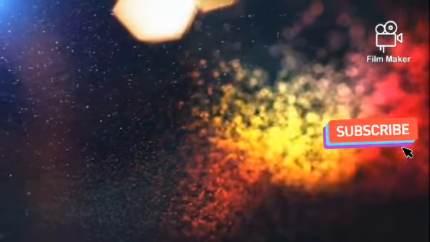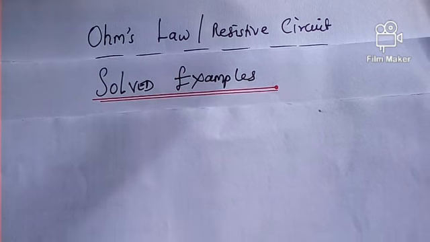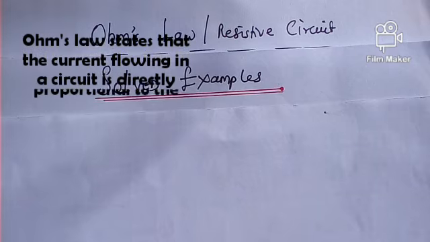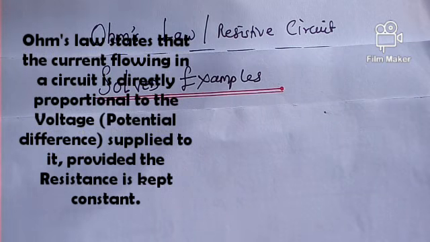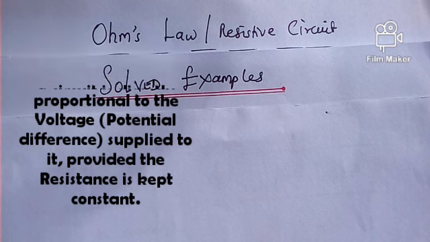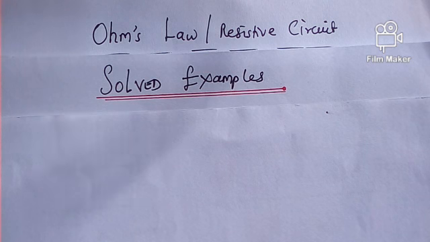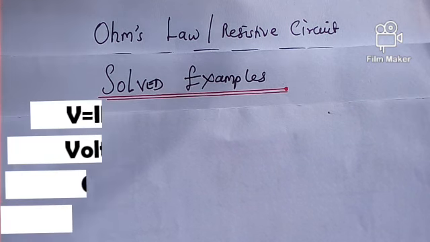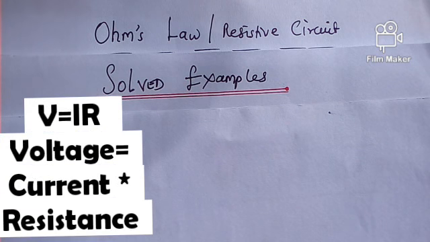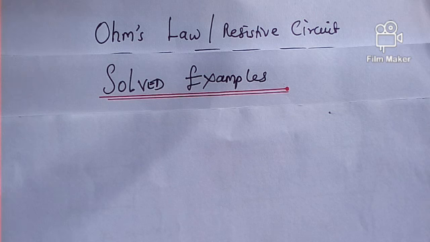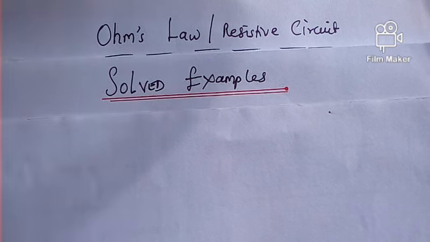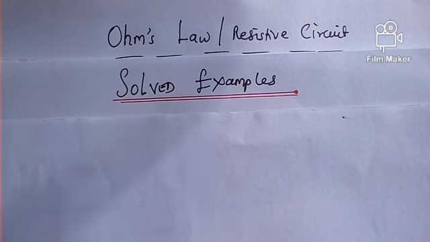So let's get started. In our previous video, we discussed Ohm's law and resistive circuits. We were able to analyze the relationship between Ohm's law and resistors, how they connect, and how they help us understand how resistive networks work. In today's video, we are going to do some exercises on some problems in order to understand properly how resistive circuits work. So let's get started.